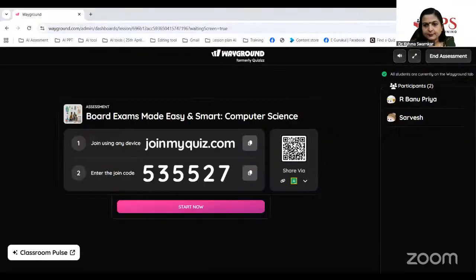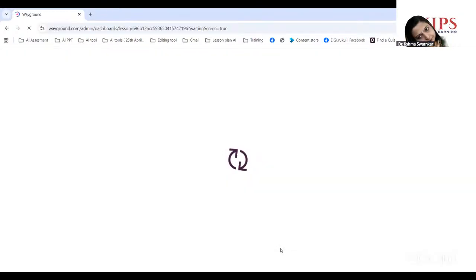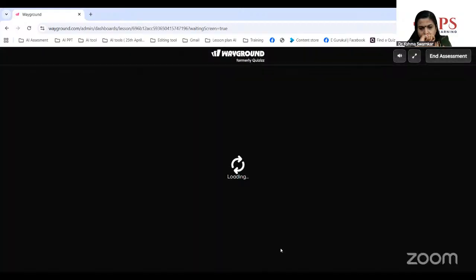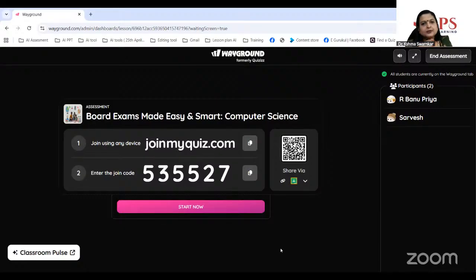So let me try again with this game for you all. Yeah, I think it is visible now. You can scan it, then I will start. Kindly scan it, please. I refreshed it. Yeah, now start it. Kindly scan, all of you. There are two persons who have joined, Bhanupriya and Sarvesh.